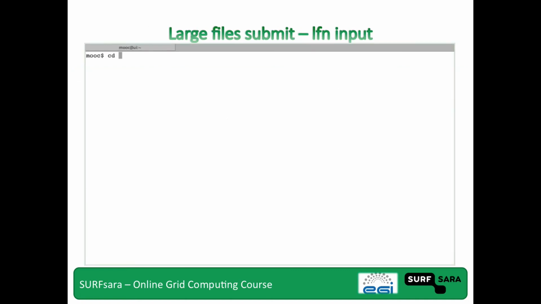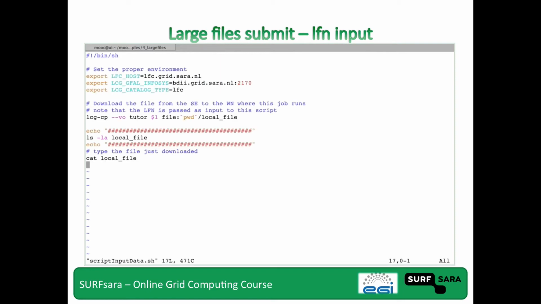Okay, we've already uploaded a test.txt file to the grid with the same commands we demonstrated in the previous lecture. So let's take a look at how we can input this in the JDL. First, let's take a look at what we're going to do.